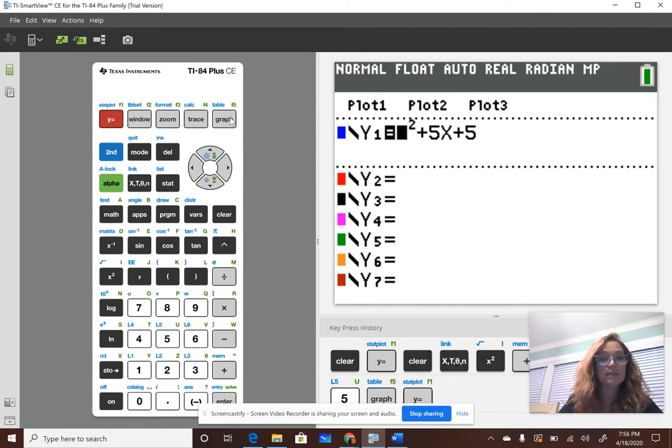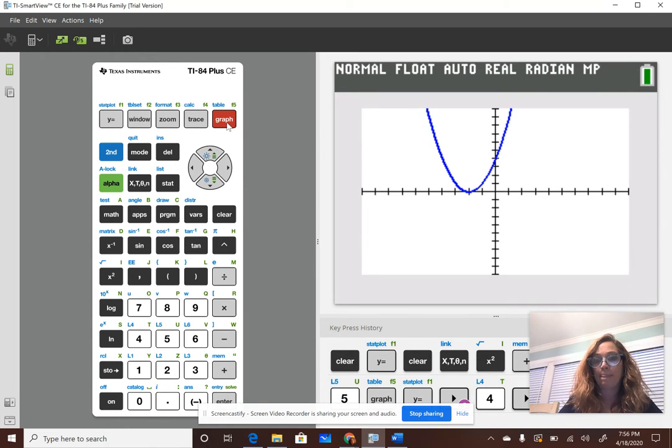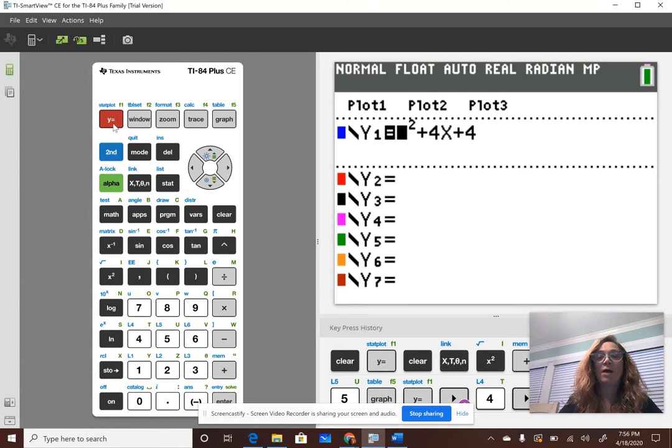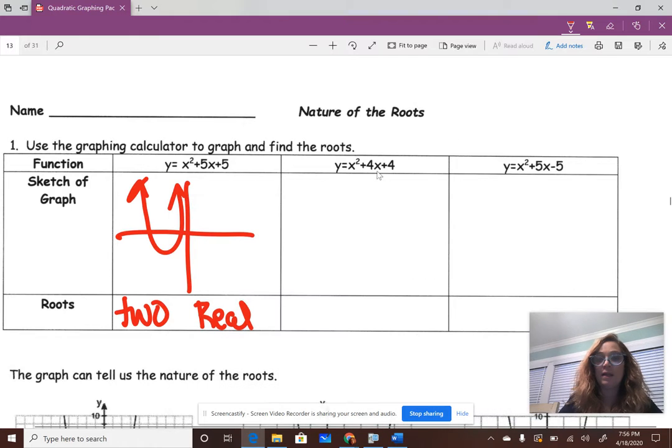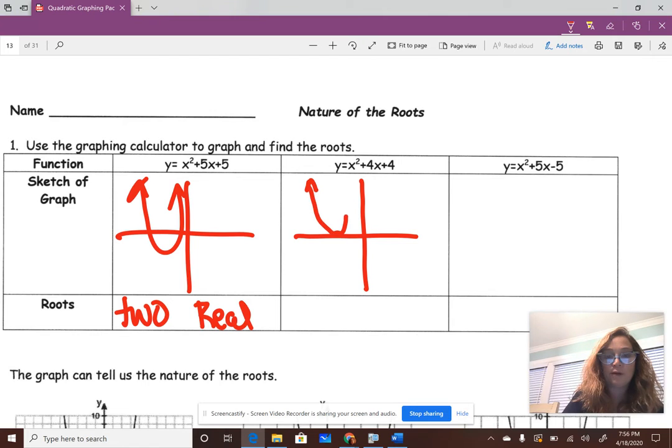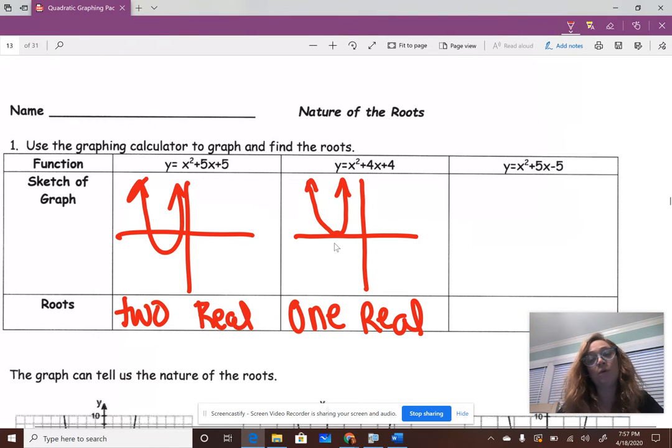Y equals x squared plus 4x plus 4. Graph. Oh, that looks like there's one root. Let me look at that again. Oh yeah, that's a perfect square trinomial. So remember the perfect square trinomials, they will have one root. So that's 1. It's also real. Sometimes you can say one root or two equal roots. A lot of times it just depends on the author of the question. Okay.